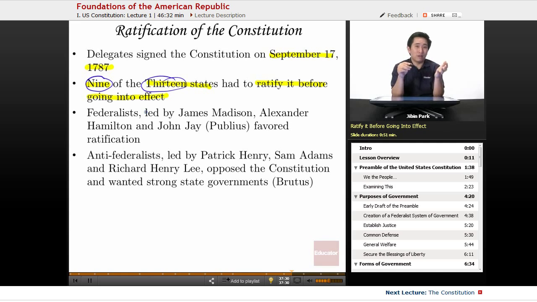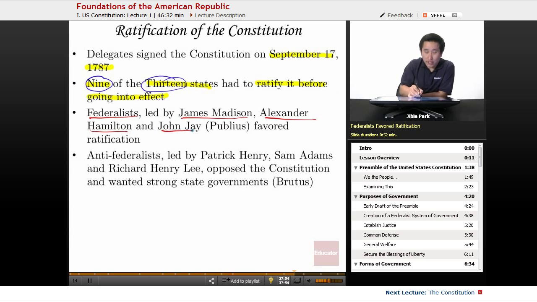So, when the Constitution actually went into effect, whether the 9th state or the 13th state, most historians will go for the 9th state. Those leading the charge that this Constitution was really good and in the best interests of the young country were the Federalists, led by James Madison, Alexander Hamilton, and John Jay. As a trio, they wrote under the pen name Publius, and they favored ratification of the Constitution.